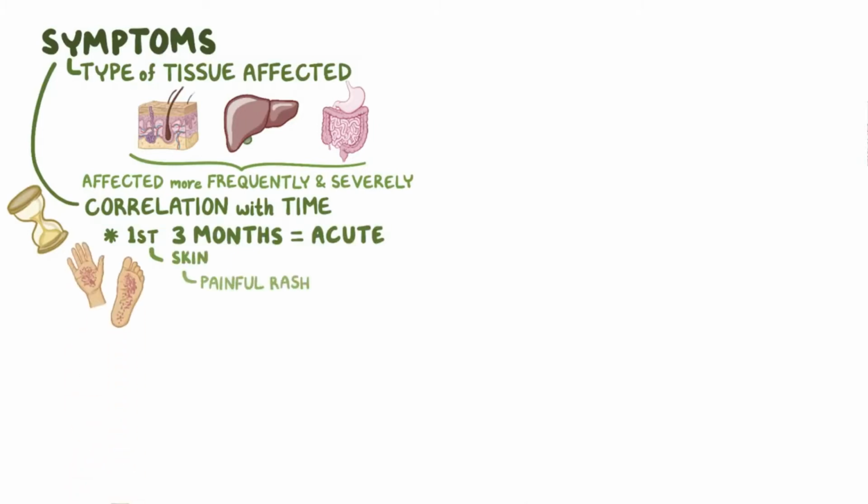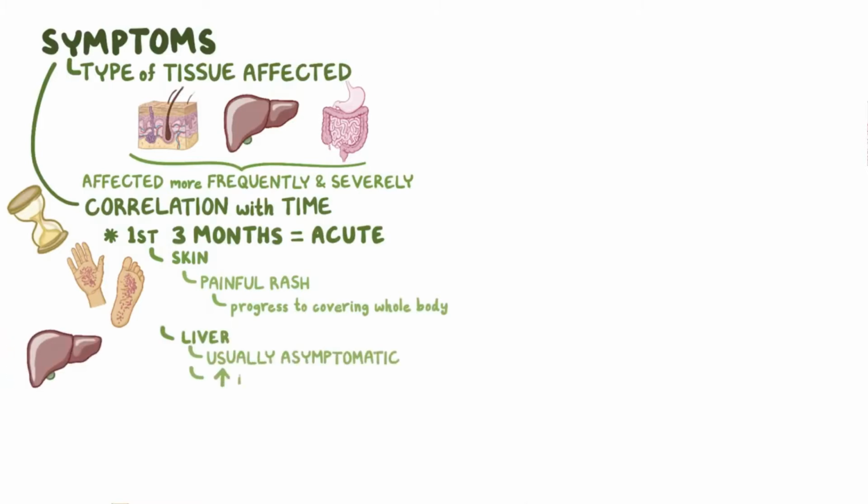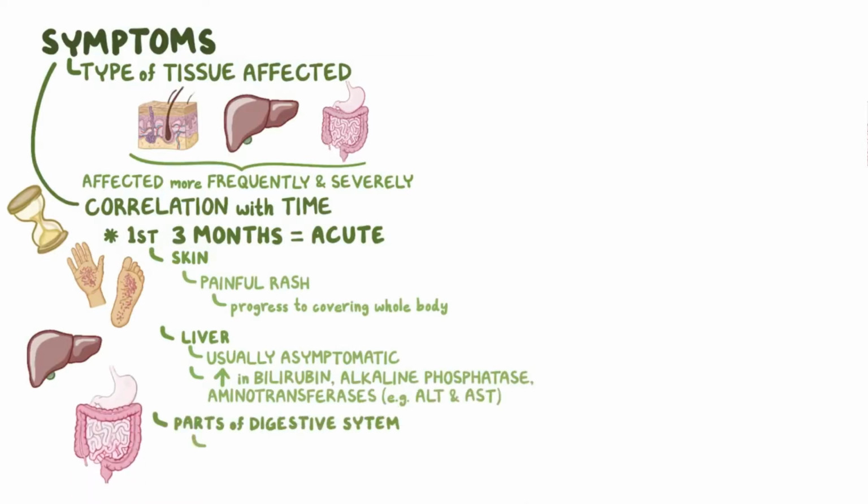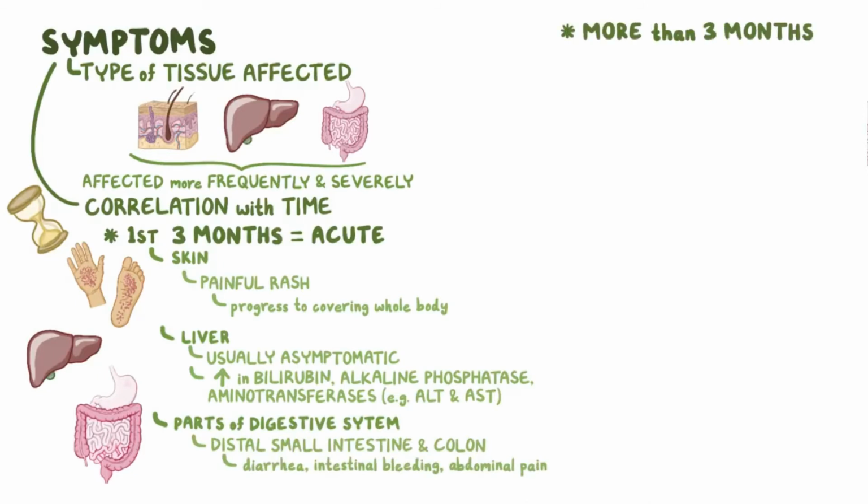After the skin, the next most common target is the liver, where the disease is usually asymptomatic, but leads to an elevation in bilirubin, alkaline phosphatase, and aminotransferases like ALT and AST. Acute graft versus host disease can also involve other parts of the digestive system, particularly the distal small intestine and colon, causing diarrhea, intestinal bleeding, and abdominal pain. If graft versus host disease persists for more than 3 months following transplantation, it's considered chronic.